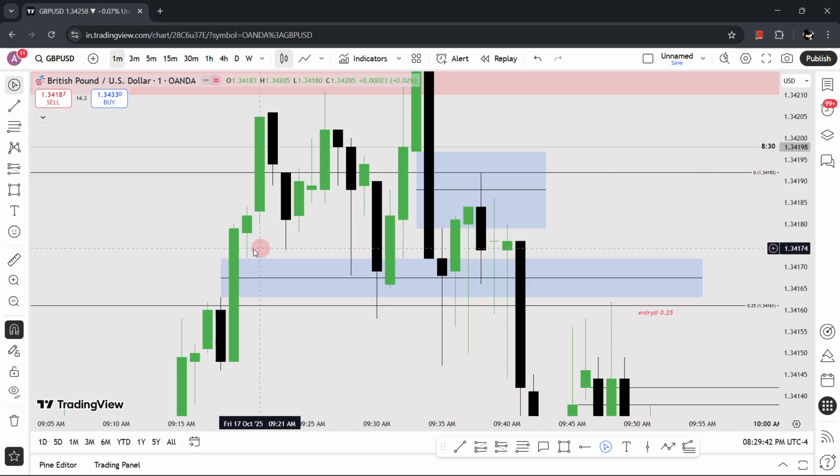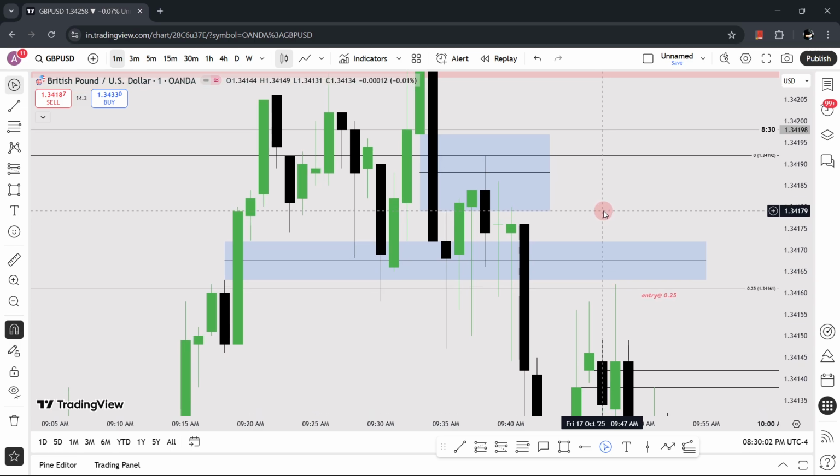And there is the reason I marked this one. This fair value gap was respected once, twice, thrice. Look at the body staying inside it. One, two, three, four, five, six, seven, eight, nine times it has been trying to respect it. That's the reason I extended it to the right.